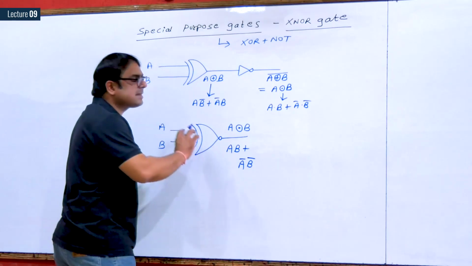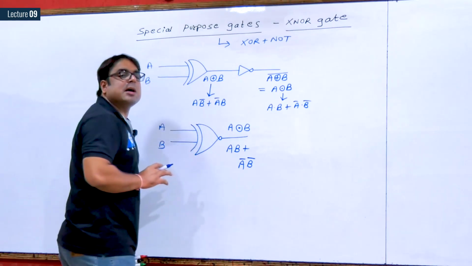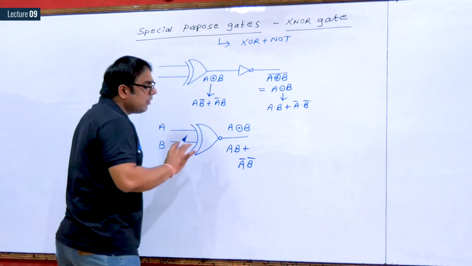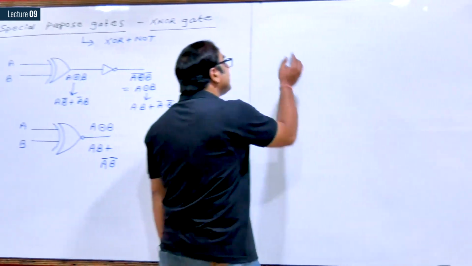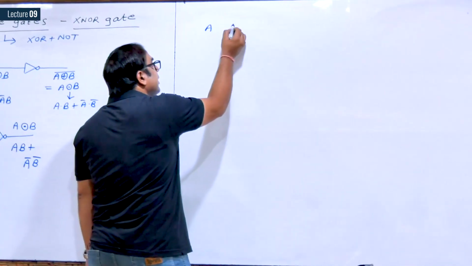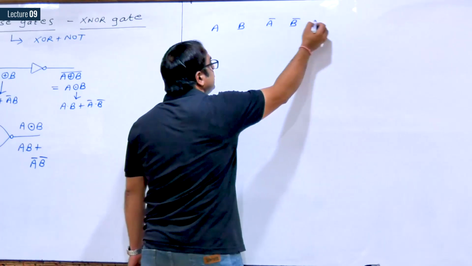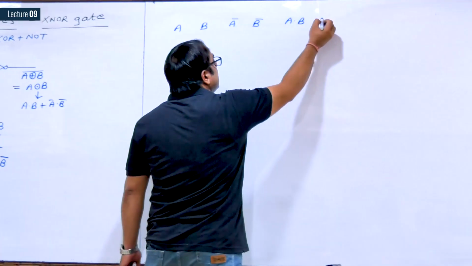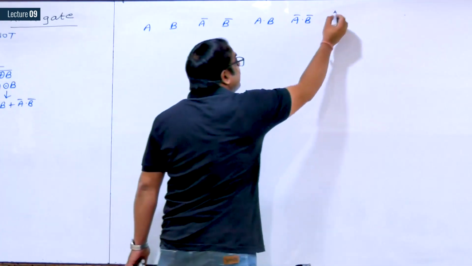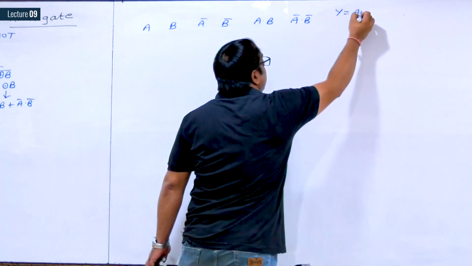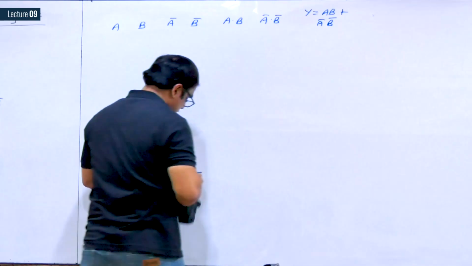This is the basic XNOR gate. These are the basic details about the XNOR gate. Now let us draw a table for this one. The columns for the table will be A, B, A complement, B complement, A dot B, A complement dot B complement, and the final expression AB plus A complement B complement.